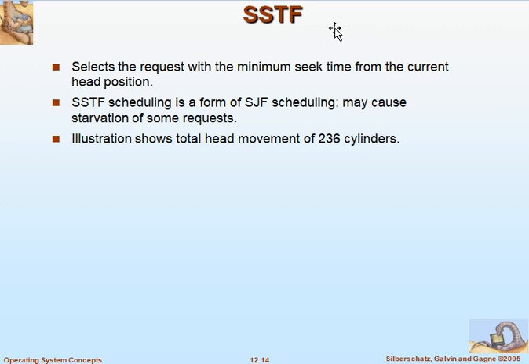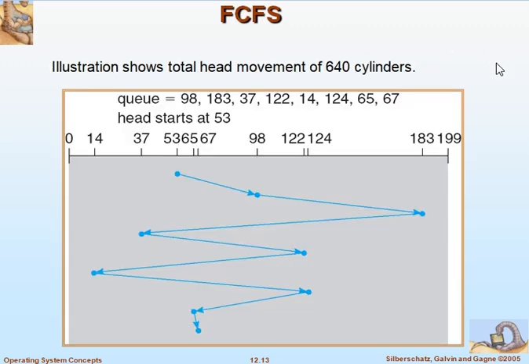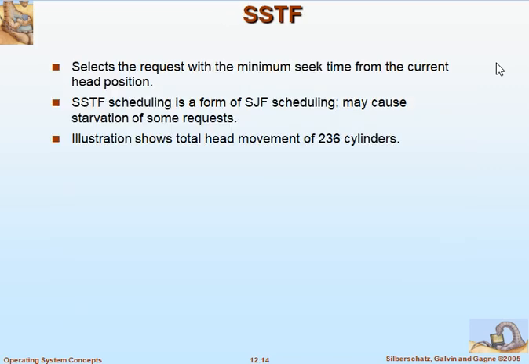Now SSTF is another algorithm. The FCFS is very simple to implement. As requests come in, we cater to them, but this is not the most efficient. It is easy to implement, but it is not very efficient. The next algorithm we are going to see is SSTF.